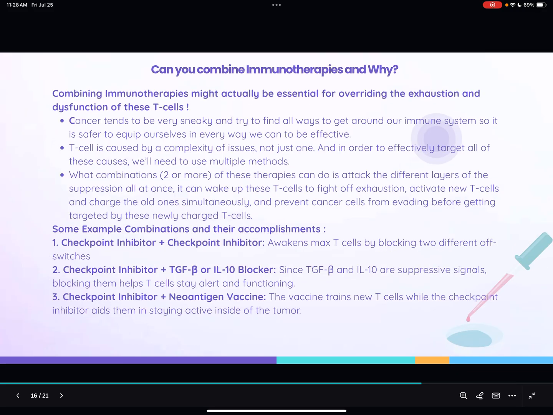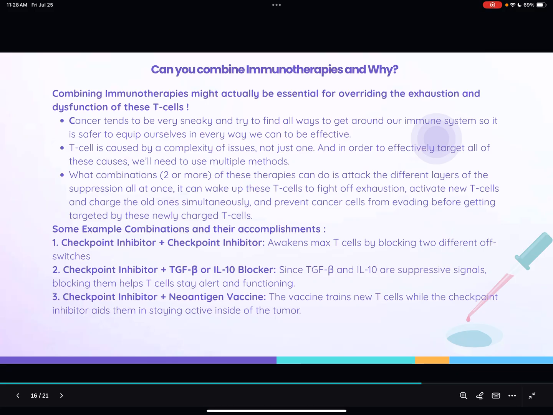Can you combine immunotherapies? Why would you do it? Is it recommended? We're going to go over that right now. Combining immunotherapies can actually be super essential for overriding the exhaustion and dysfunction of these T cells. Since cancer is super sneaky, it's going to find all ways to try and get around our immune system. It's safer to equip ourselves in every way we can in order for these immunotherapies to be effective.